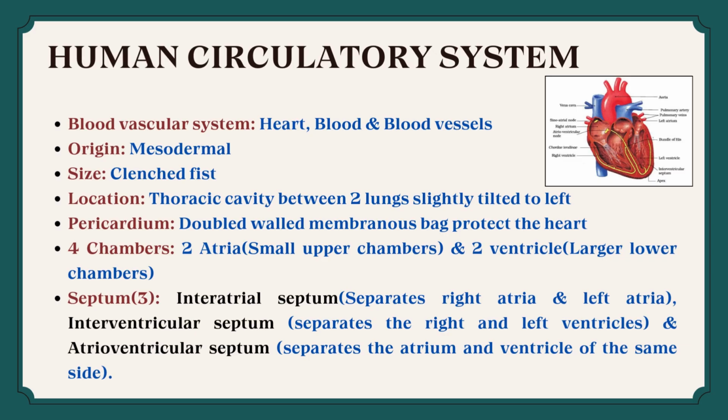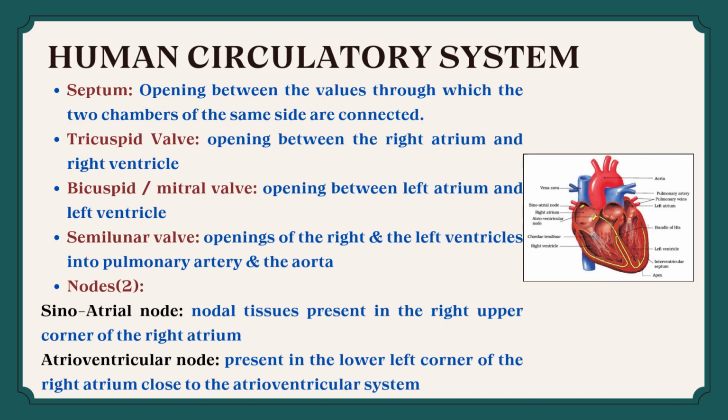A thin muscular wall called the interatrial septum separates the right and left atria. The interventricular septum separates the right and left ventricles. The atrioventricular septum separates the atrium and ventricle of the same side, via thick fibrous tissue. The heart is made up of cardiac muscles. The walls of the ventricles are much thicker than those of the atria.